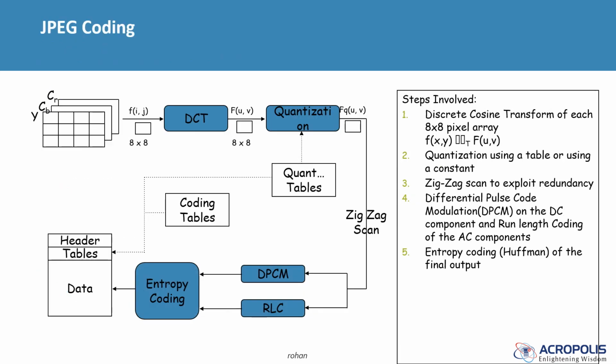Here, JPG encoding steps involved: a discrete cosine transformation of each 8 by 8 pixel array. Quantization using a table or using a constant. Zigzag scan to exploit redundancy. Differential pulse code modulation on the DC component and run length coding of the AC component, and entropy coding of the final output.